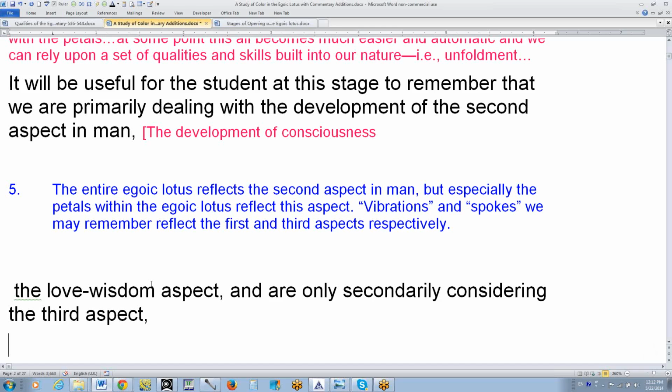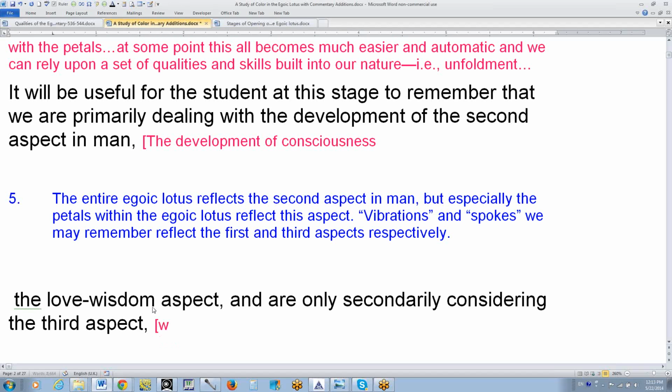Petals maybe have more to do with the second aspect, and the vision of the angel instead of the Egoic Lotus or the wheel with 9 spokes, maybe 12 spokes eventually, can be maybe more associated with the first aspect. So we are primarily dealing with the development of the second aspect in man, the love-wisdom aspect, and are only secondarily considering the third aspect, which responds to the consciousness.